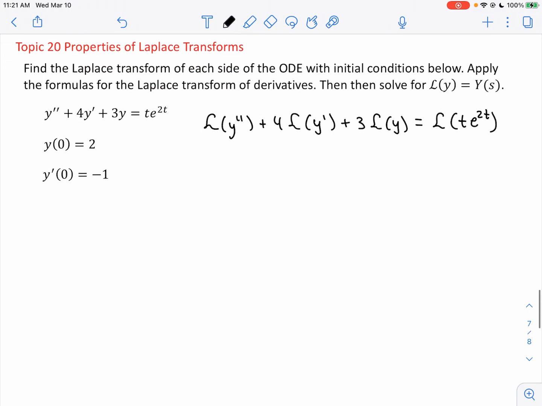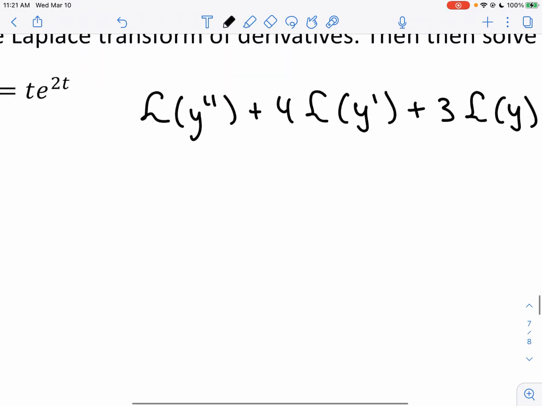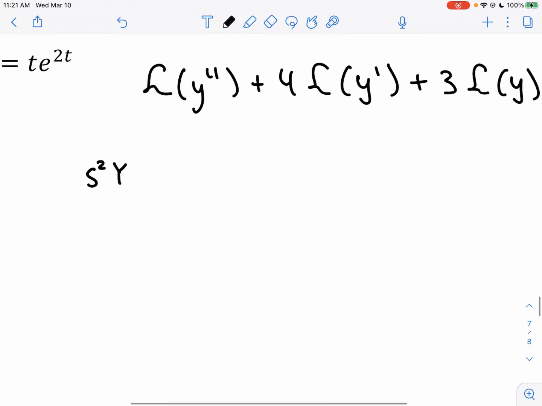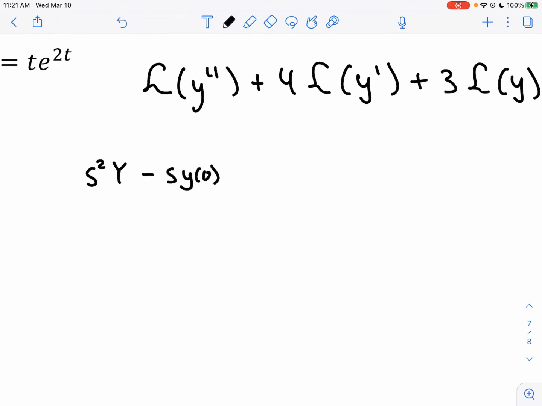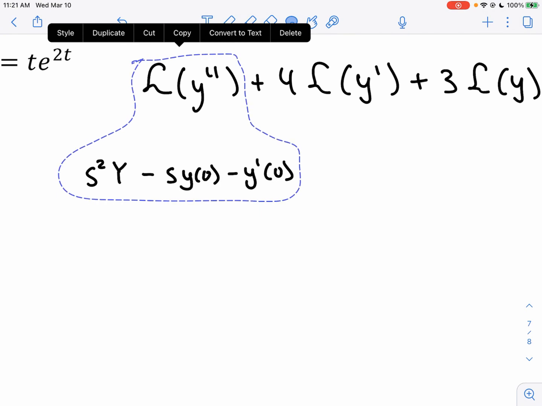And now we're going to use the Laplace transform of y double prime formula, and that's going to give us s squared times the Laplace transform of just y, so times capital Y of s. I'm going to be lazy and just write capital Y, I won't put the of s. So s squared times Y, and then we have minus s times little y of 0, and then minus y prime of 0. Okay, so these parts are the same. Let me color code them.